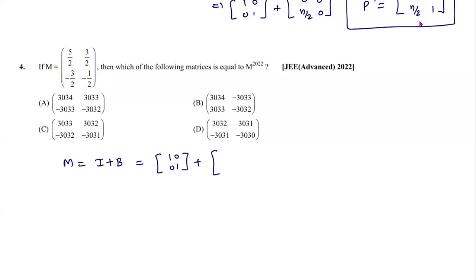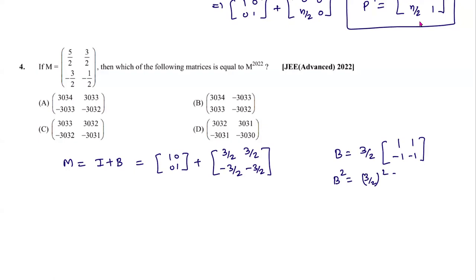And what is the B matrix you have? 3 by 2, 3 by 2, minus 3 by 2 and minus 3 by 2. So you are saying the B matrix is 3 by 2 times 1, 1, minus 1, minus 1, if I am not wrong. We need to find B square. Then B square is 3 by 2 whole square, and 1, 1, minus 1, minus 1 multiplied with 1, 1, minus 1, minus 1. Am I correct? If you do that multiplication, we have 9 by 4 and here 1 minus 1, 0, 1 minus 1, 0. So what is B square?